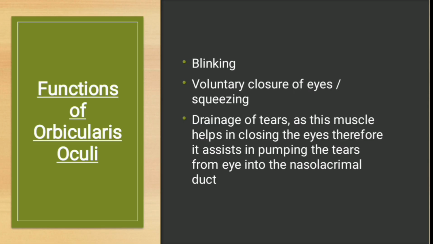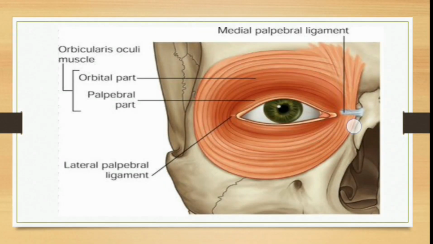So the functions we have already discussed: it helps in blinking, and voluntary closure of the eyelids while I am closing my eyes or squeezing my eyes, right? And in the drainage of tears, as at this region, in the medial canthus region, we have the puncta, right? That is the path from where the tears can be drained from the eye to the nose, right? So here is the nose.